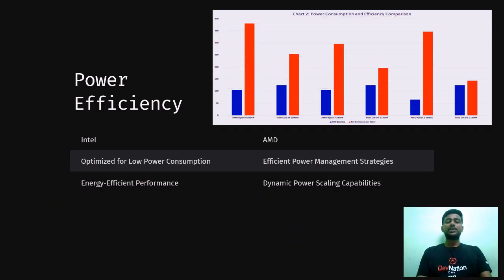Power efficiency between Intel and AMD processors. As you can see in the chart, the power consumption and efficiency comparison between Intel and AMD is shown in the graph. Intel optimizes for low power consumption and energy-efficient performance, whereas AMD processors have efficient power management strategies and dynamic power scaling capabilities.